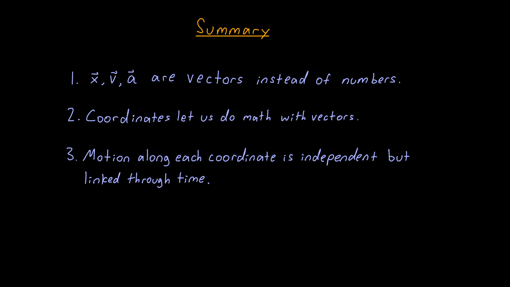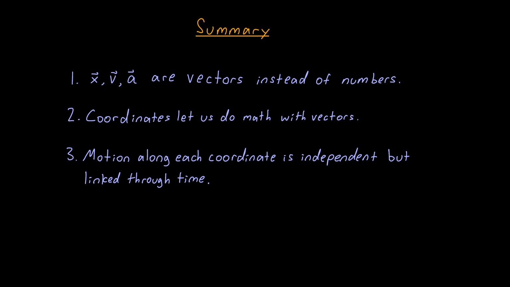Finally, the last thing we talked about was that the motion along each coordinate, so x versus y, is independent, so that you can solve the x trajectory completely on its own, and you can solve the y trajectory completely on its own. But they're also linked through time. So if you know the y trajectory, you can use information about where you are in terms of your y coordinate to actually get information about where you are in terms of your x coordinate. And that's exactly what the range equation did in the very specific context of constant acceleration.